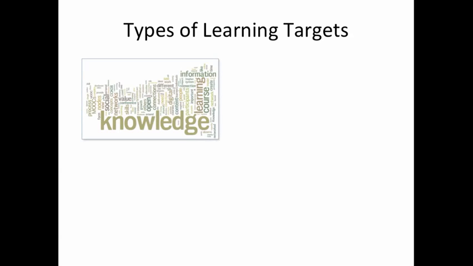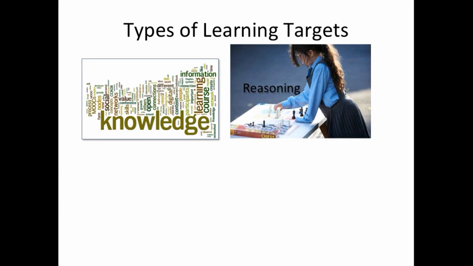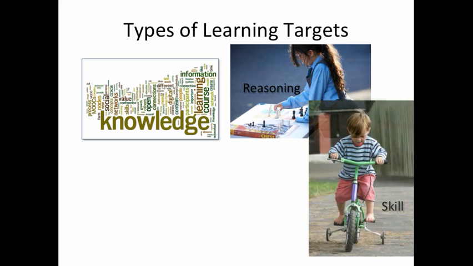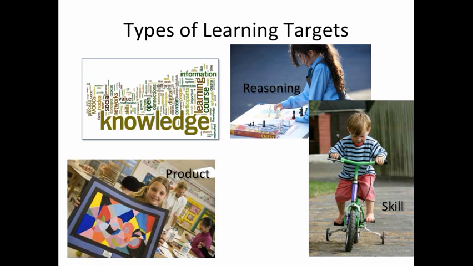So there are several types of learning targets. One is knowledge and understanding. This is the basic level to know something. The next level is reasoning, that is taking knowledge and being able to analyze it or synthesize it, to compare and contrast it, to create more knowledge and understanding. A skill is the application of this knowledge and reasoning, and a product is a special application, using a skill to create something.